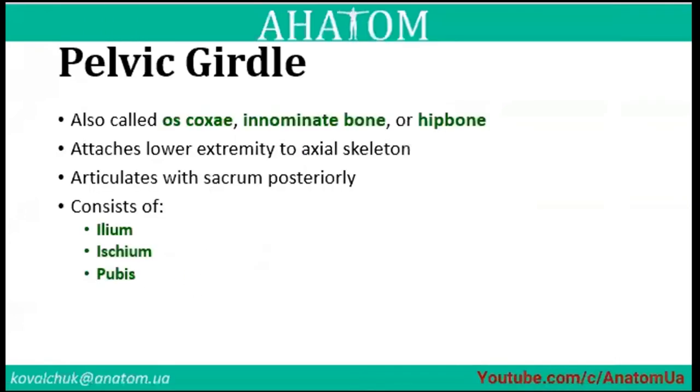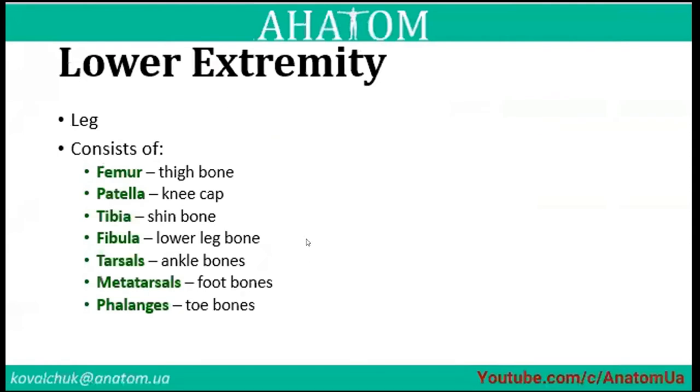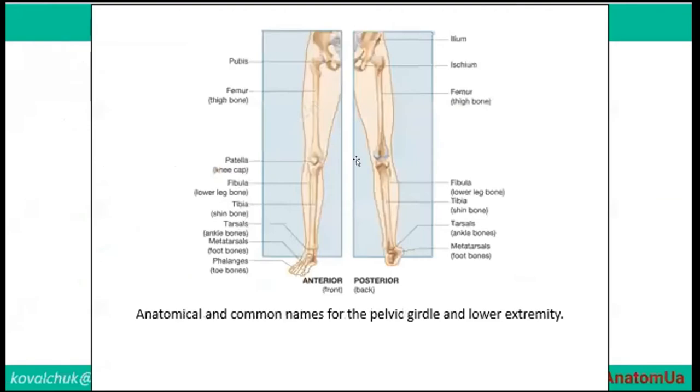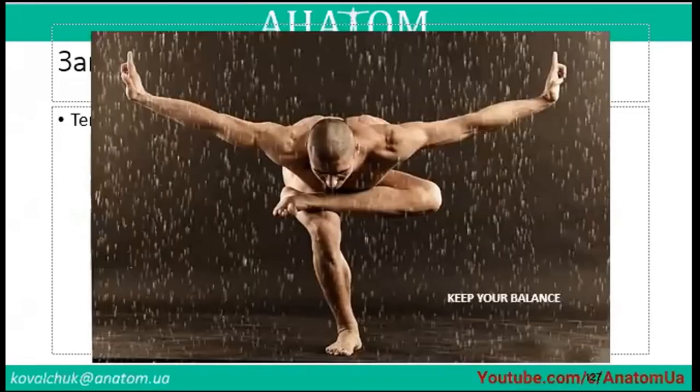Pelvic girdle plus bones of the free part of the lower extremity: femur, patella, tibia, fibula, tarsals and metatarsals, and phalanges. Totally, it's the lower limb. And the main thing in your life is to keep balance.